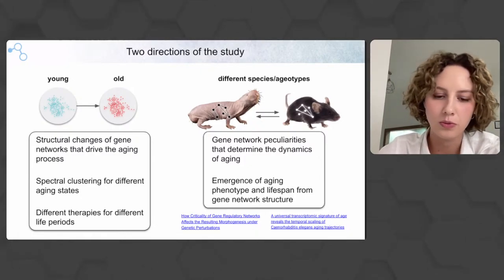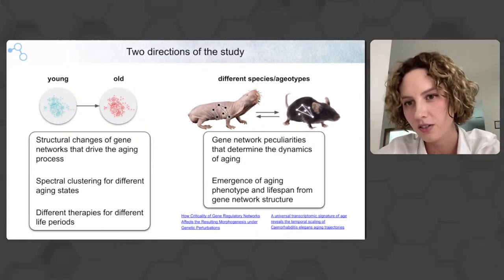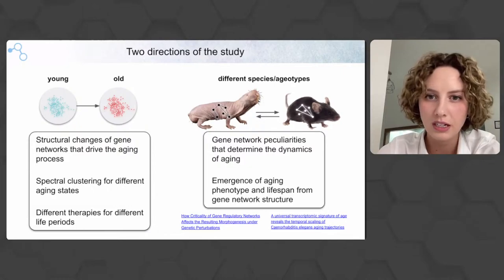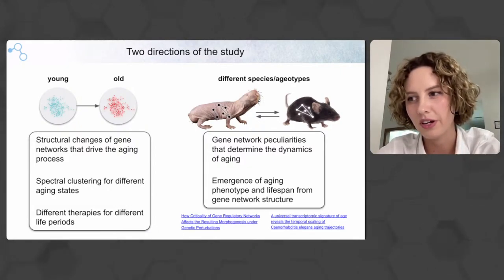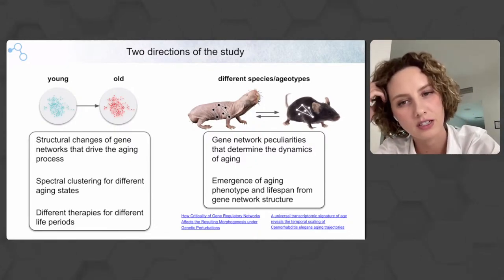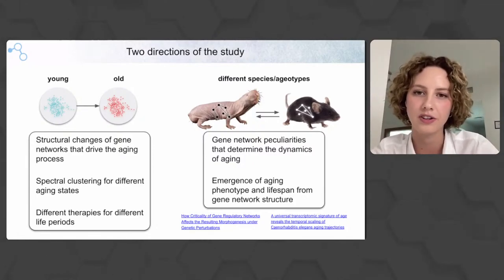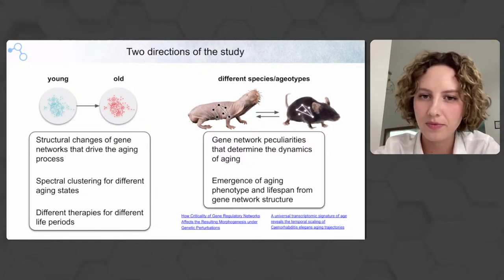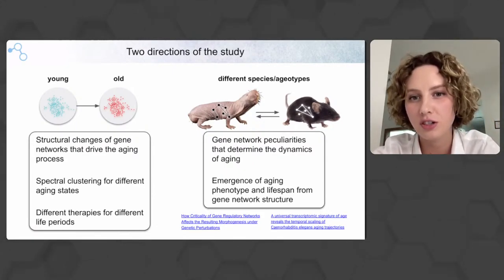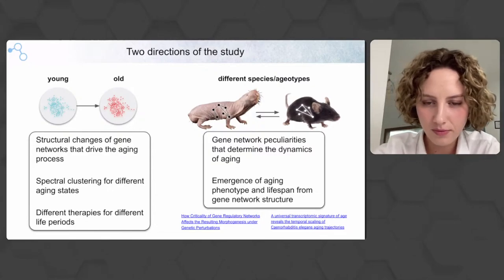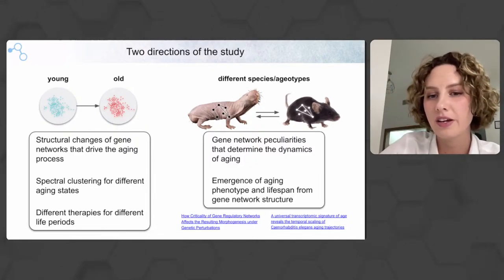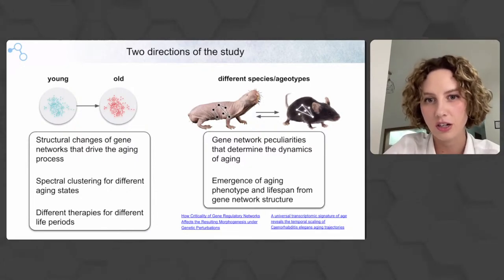For example, we all know this example of a rat that lives about 2 years, and the naked mole rat that lives about 30 years, and nobody knows its real cause of aging except some viral disease that the naked mole rat is very prone to. So we don't know which structural features of the gene network are responsible for such a long lifespan of very close species. And we also want to find how the aging phenotype really emerges from a gene network structure.